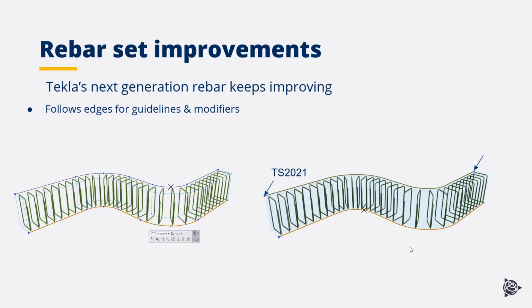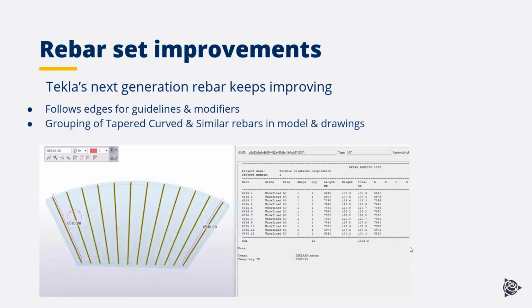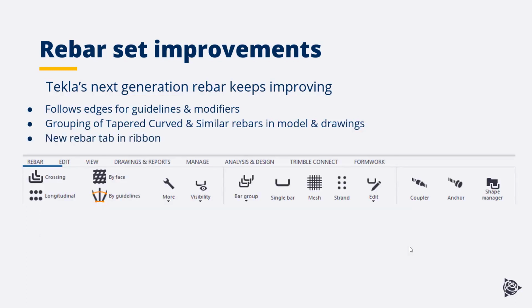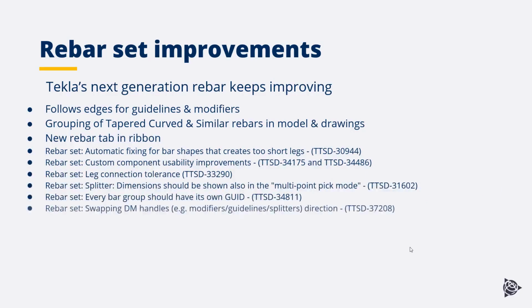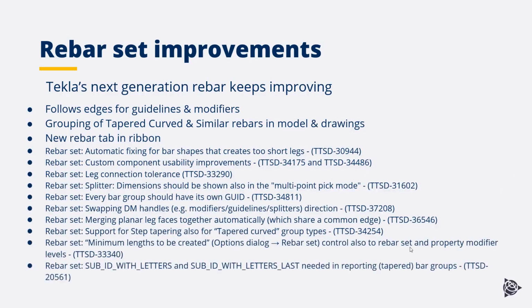We also have improvements in automatically detecting tapered and similar rebars to belong to the same numbering group, as well as a new dedicated tab in the Tekla Structures ribbon for easy access to your rebar modeling tools. And then we have a ton of other fixes and improvements that our customers have been requesting to us over the past few months.